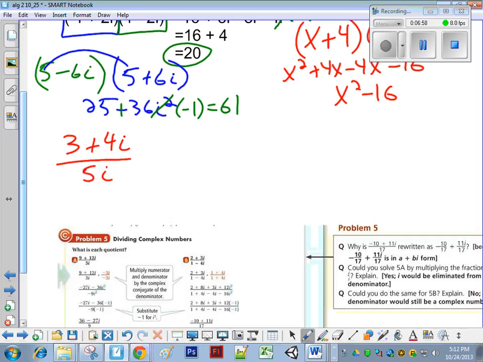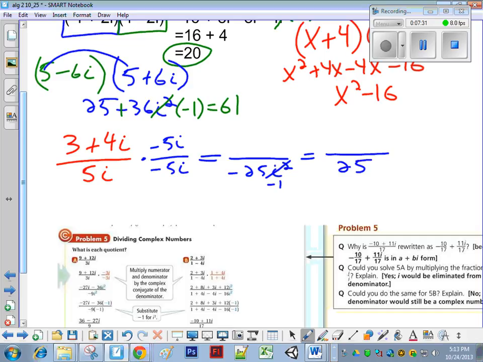Now, the complex conjugate of a single imaginary part will be just the negative. So I'm going to multiply this times negative 5i over negative 5i. I can multiply by 1. Okay, now the reason I'll do this, I'm going to do the bottom part first. I'm going to have negative 25i squared. Now i squared, of course, is negative 1. So in my final answer, before I simplify, I'm going to get a denominator of 25. Then I'll deal with the numerator.